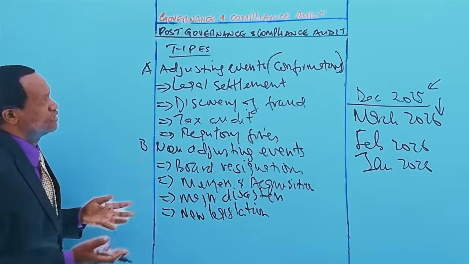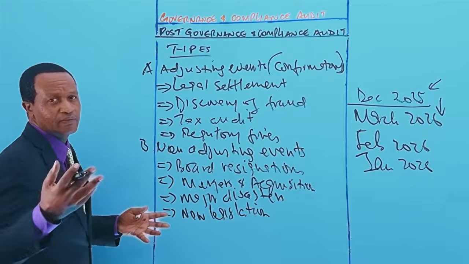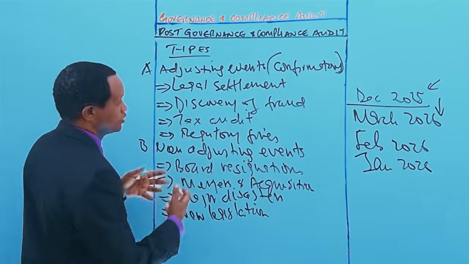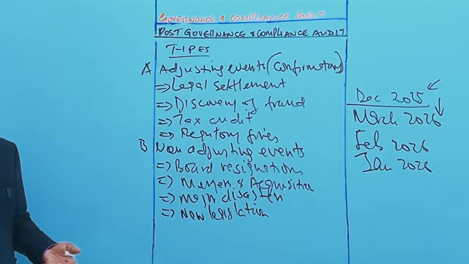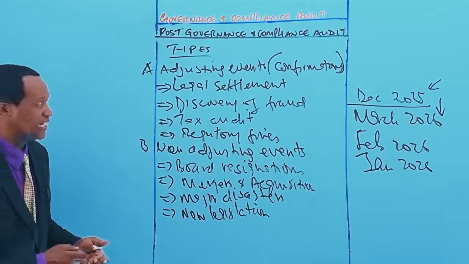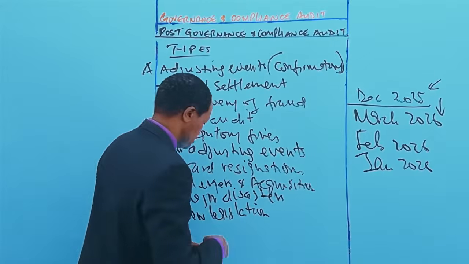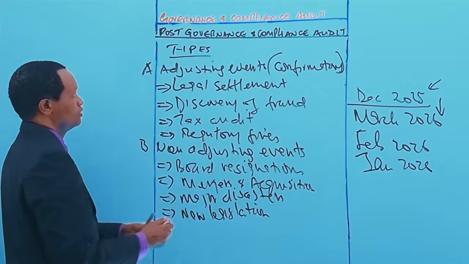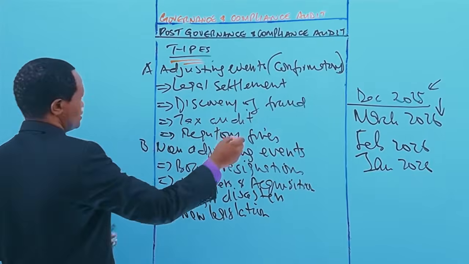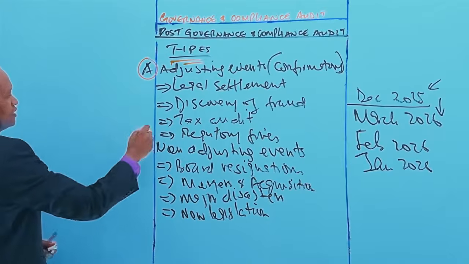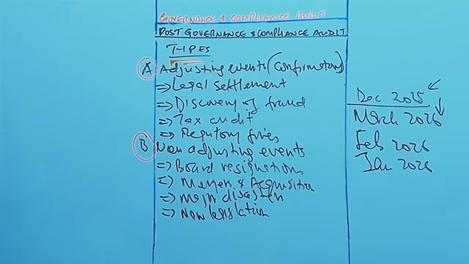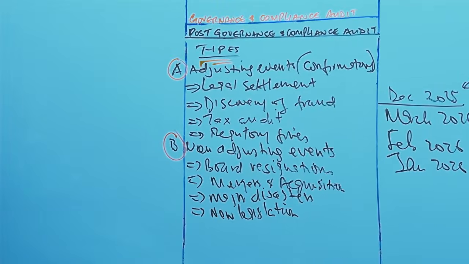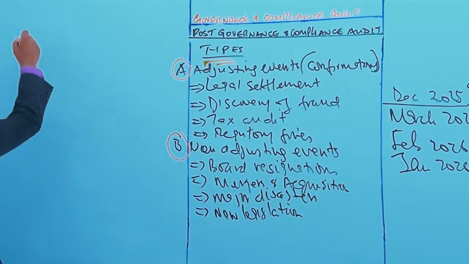We are discussing post-governance and compliance audit, the adjusting and non-adjusting events. This is just to reinforce what we did in our last session. So let's now shift to guidelines. That is our focus for today's lesson. This was to reinforce what we covered in our last session, these events. Adjusting events, non-adjusting events. Today we are focusing on the general guidelines for auditors when it comes to subsequent events. Guidelines.